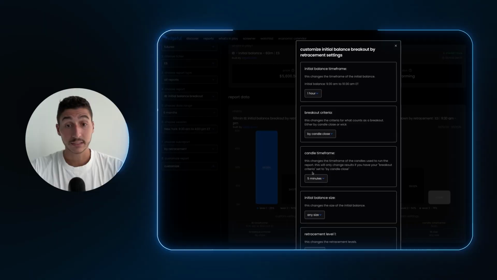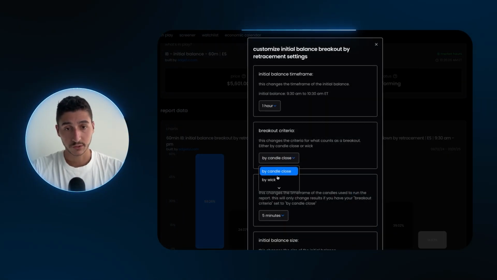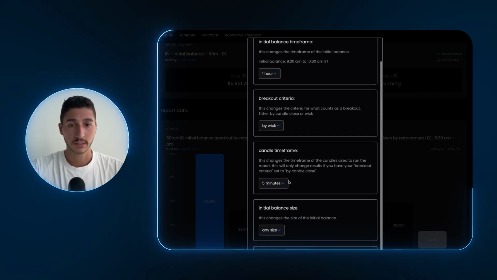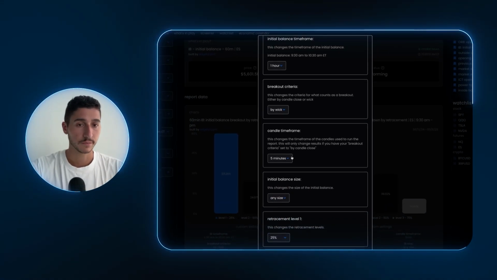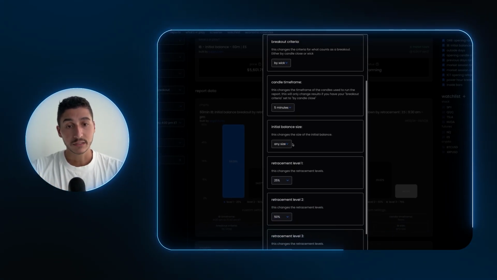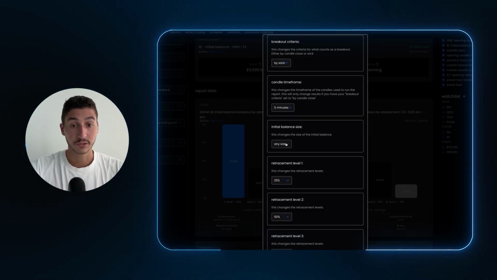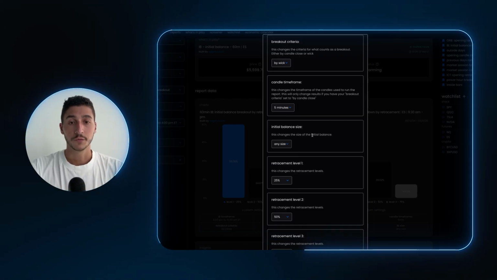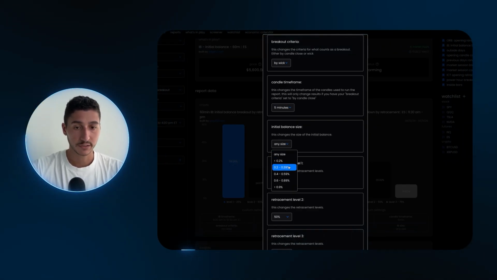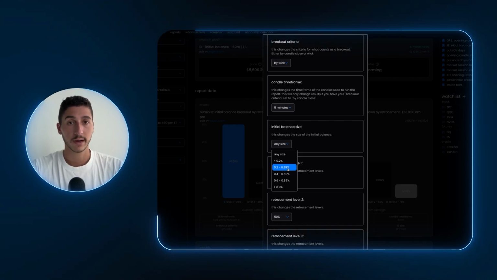But the customizations do have a pretty decent impact, to be honest. I like to leave it to the wick just because it is more simple for me. I don't have to worry about the time frames. If I want to go from a 5-minute to a 15-minute, I don't have to worry about anything. But the IB size, this is filtering only for days that have an initial balance of a certain size. So if you know that you only like to trade smaller IBs or larger IBs, this will filter the data only for initial balances between 0.2 and 0.39%.